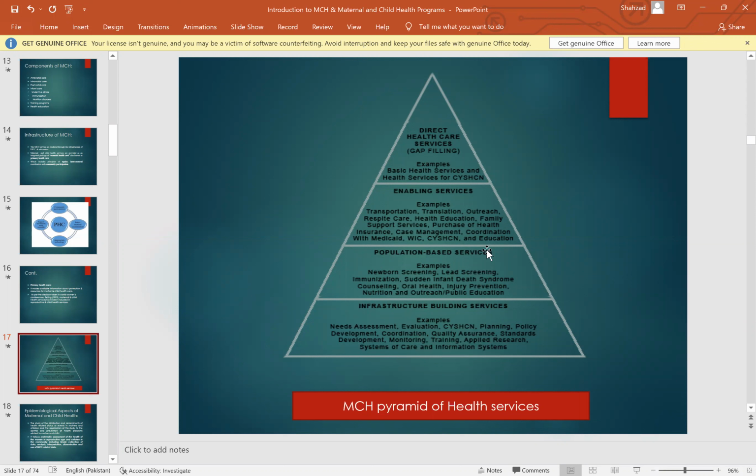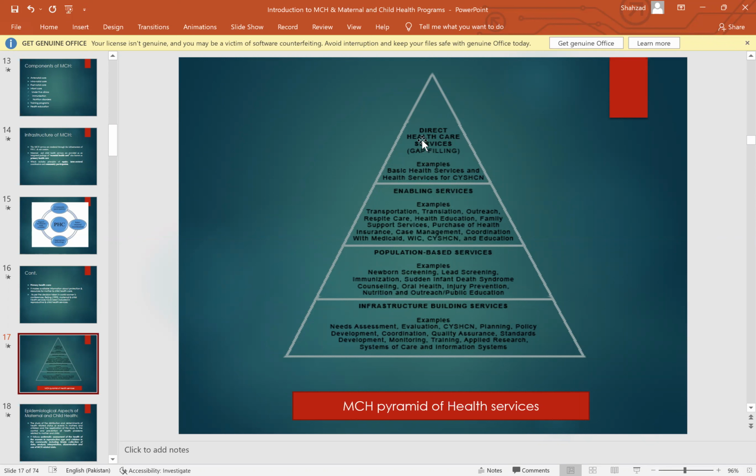Then come the population-based services, which include newborn screening, like lead screening, immunization, sudden infant death syndrome, counseling, oral health, injury prevention, nutrition, and outreach, public education. Then come enabling services, which include transportation, transition, outreach, respite care, health education, family support services, purchase of health insurance, case management, coordination, WIC, and education for special needs children.